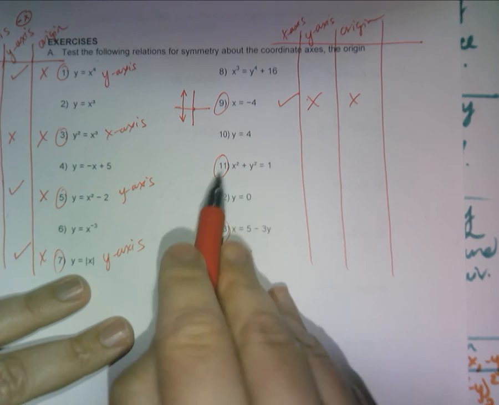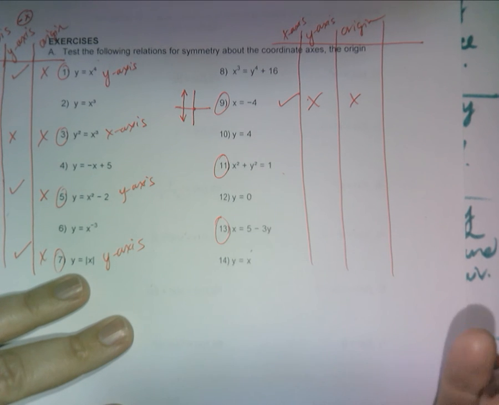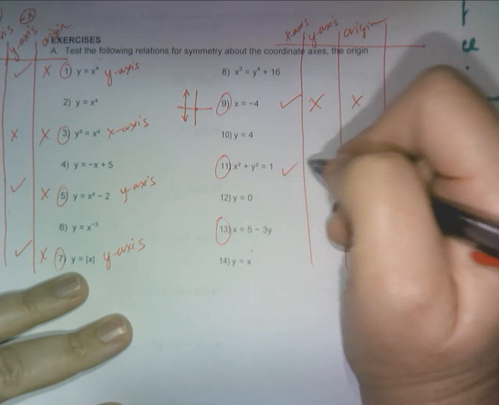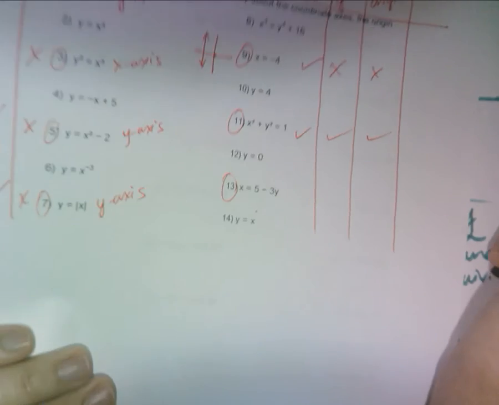This one, didn't I just do one like it? This is a circle. So what's going to happen to it? It has all of them.